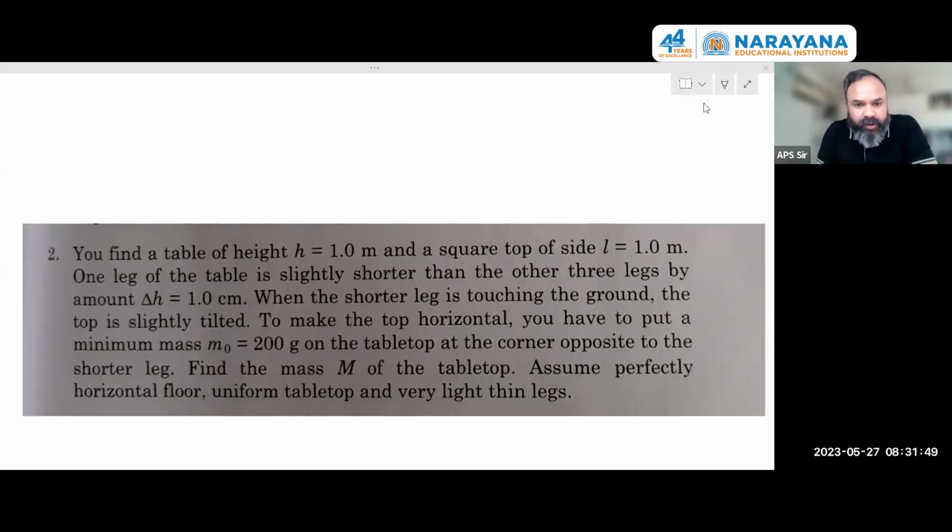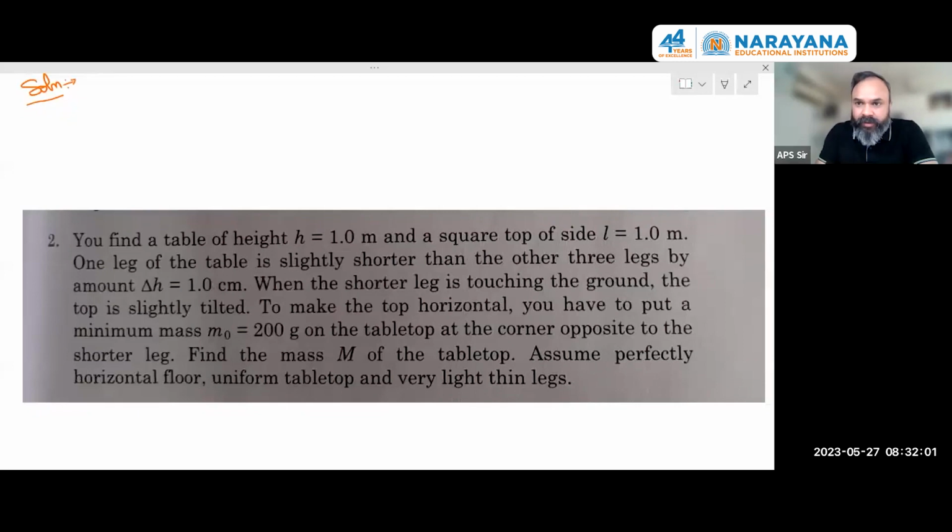We will be starting today's class with some fundamental problems on mechanics and fluid mechanics. So let us look into problems of this type. Let us read this problem, which is actually a challenge problem from a standard book.